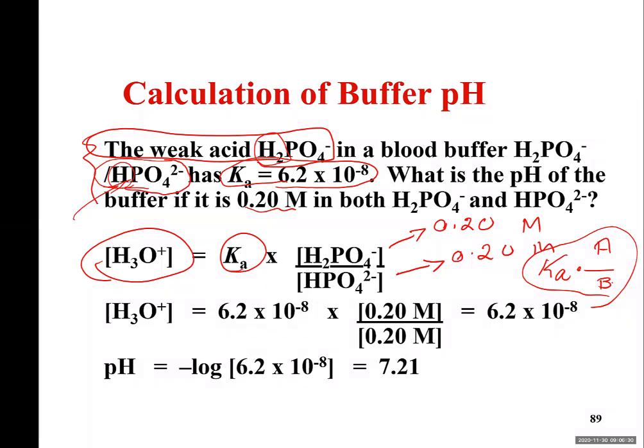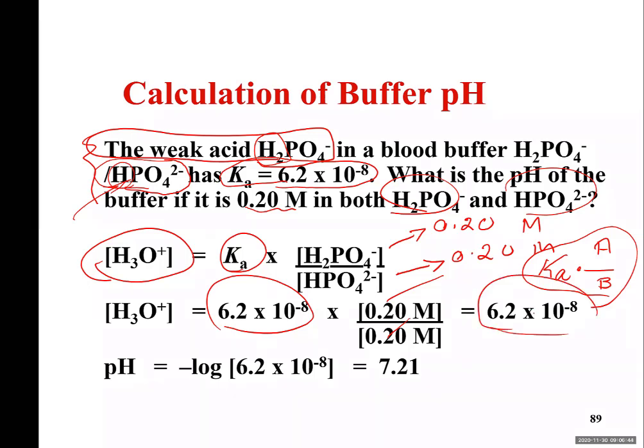So the concentration of acidic and basic form here are equal together. So 0.2 on the top, 0.2 on the bottom. Ka is this. Obviously, these two cancel each other. So hydronium ion is 6.2 times 10 to minus 8. And if I ask you, how do you calculate pH? You write negative log of this value. Get the negative log, you get 7.21.